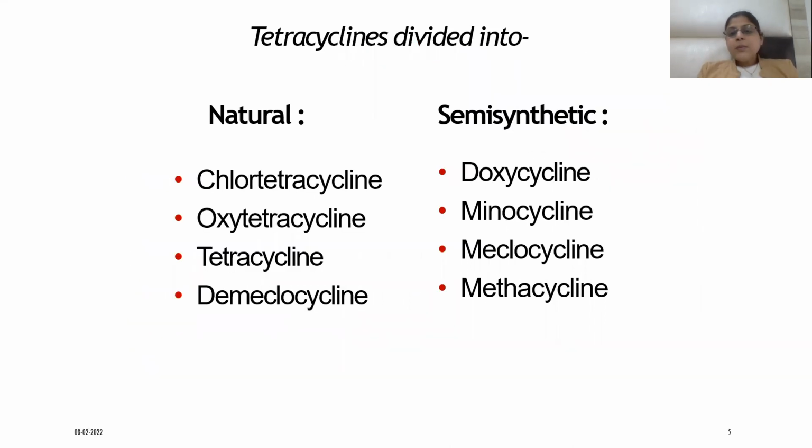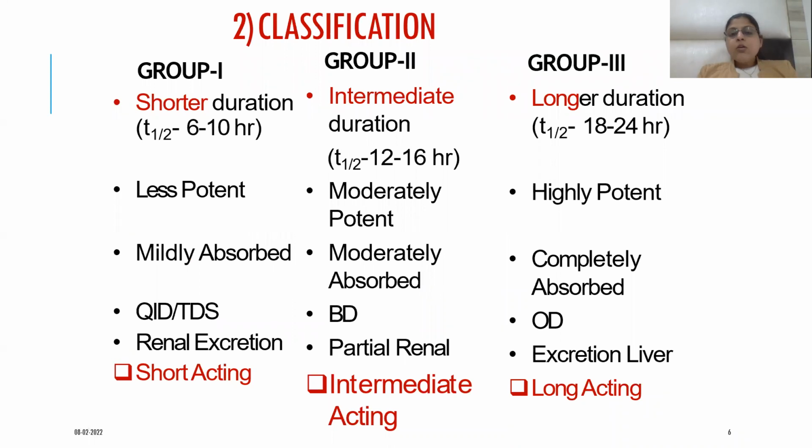Now, tetracyclines can be divided into natural and semi-synthetic. Natural are chlortetracycline, oxytetracycline, tetracycline, and demeclocycline. Semi-synthetic are doxycycline, minocycline, meclocycline, and metacycline. Accordingly, they have been divided into 3 groups: short-acting, intermediate-acting, and long-acting.